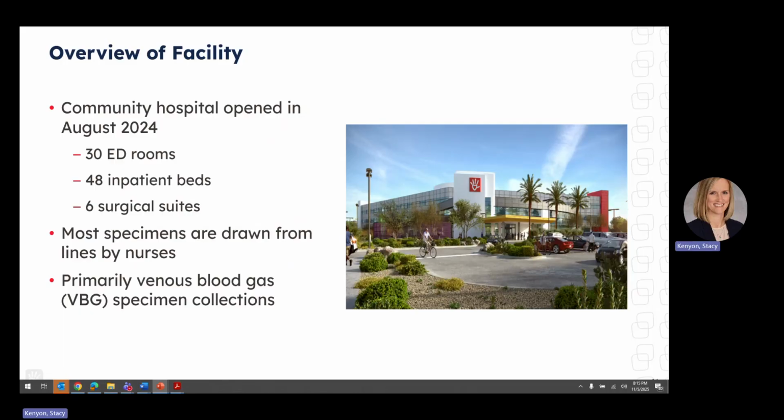At this facility, we have an ED, a small inpatient floor, as well as some surgical suites and other minor procedure rooms. In this hospital in particular, as well as our healthcare system as a whole, most specimens are collected by nurses and are drawn from lines. And when we're talking about blood gas specimens specifically, most are actually venous specimens, not arterial. And again, that's just due to the invasive nature of arterial sticks. We don't routinely, especially when we're talking about ED settings or patients that aren't in ICUs, do arterial sticks.